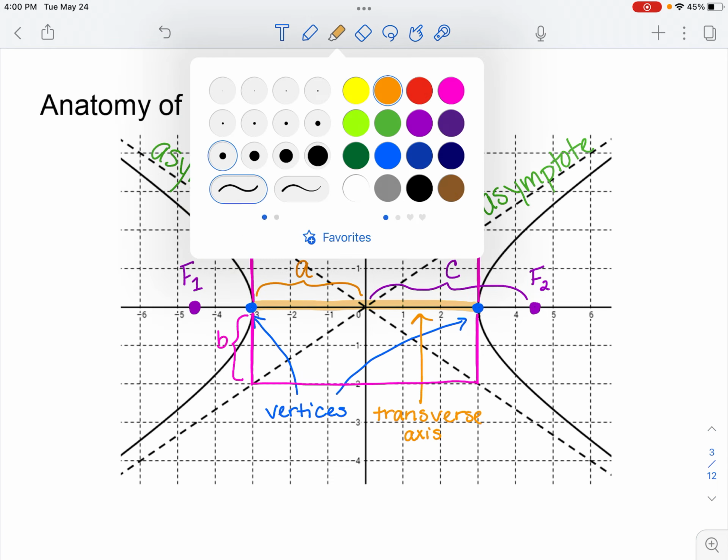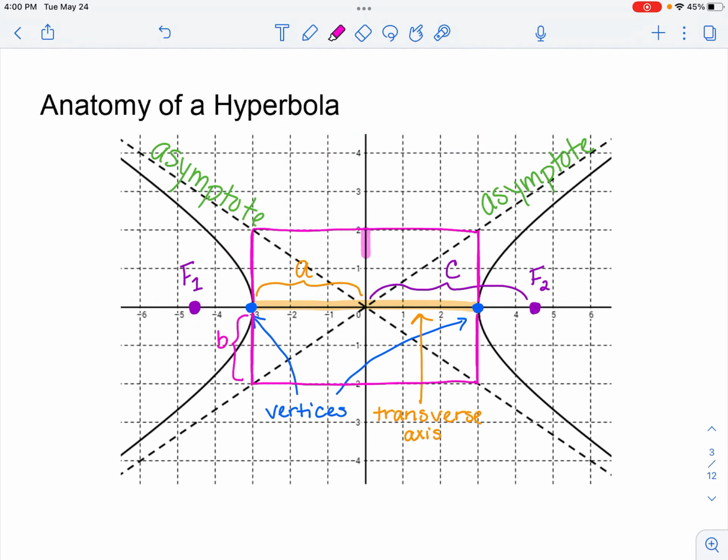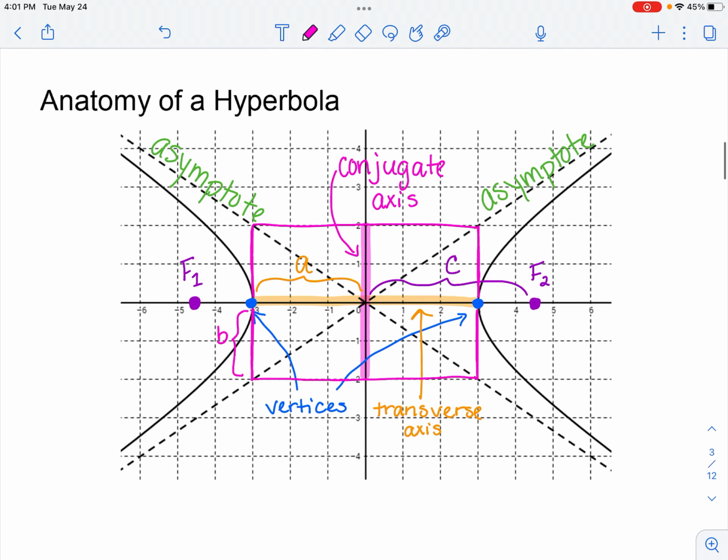All right, now we have another line, another axis here. This vertical axis in this particular case, perpendicular to the transverse axis, is the conjugate axis. So instead of major and minor, we have transverse and conjugate, okay? So those are all the pieces that we're going to need to know for a hyperbola, all right? And on the next slide, we have something summarizing all of those pieces together. So let's go through those bullet points together real quick before we move on to standard form.